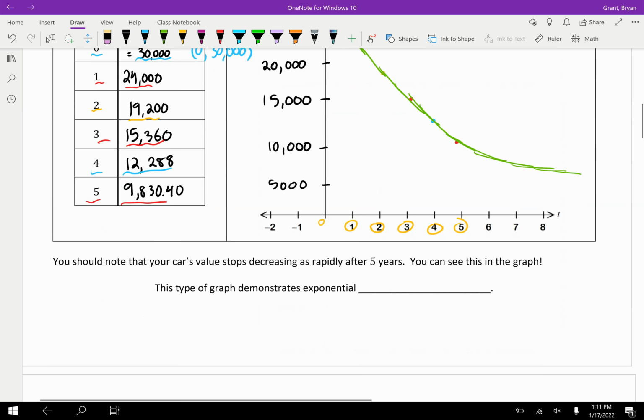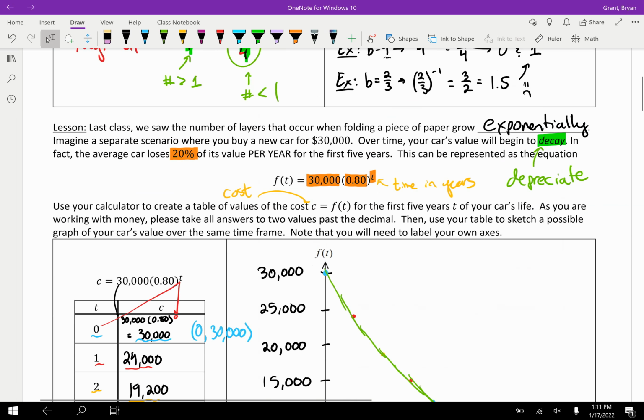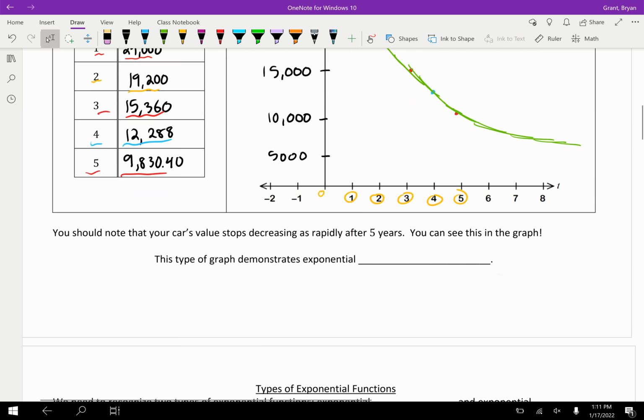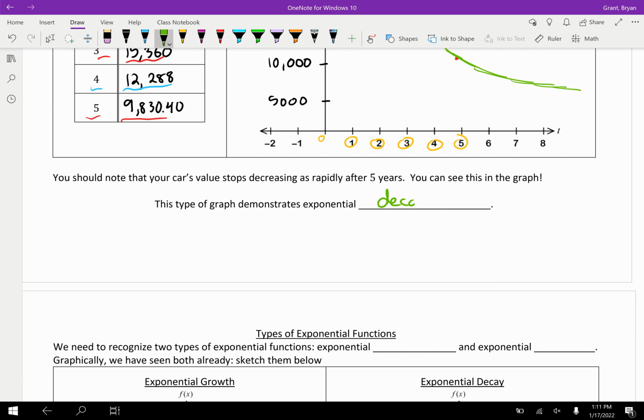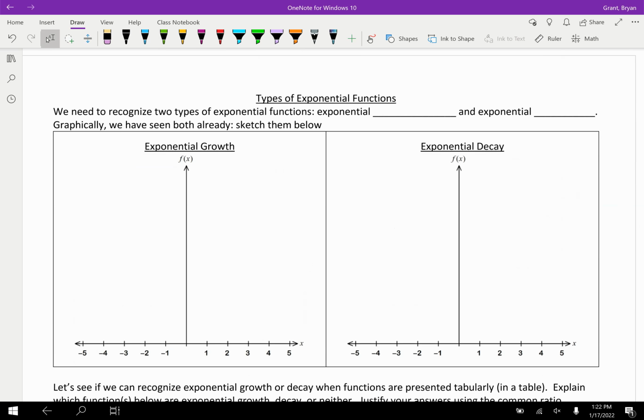Okay? So you should note that your car's value stops decreasing as rapidly after 5 years. We can see that in the graph. And by the way, this type of graph, although still exponential, is not the exponential growth that we saw last class. This type of graph is known as exponential decay. So in Algebra 1, you're going to be required to recognize two types of exponential functions, the two that we've just mentioned, exponential growth and exponential decay.